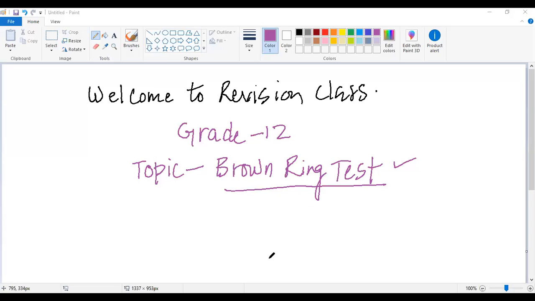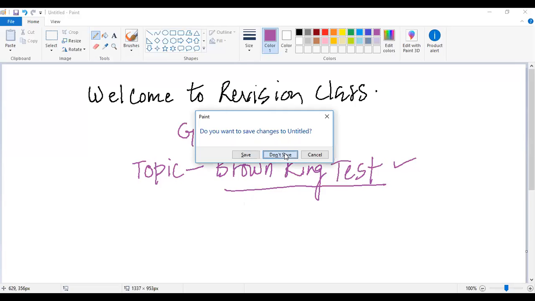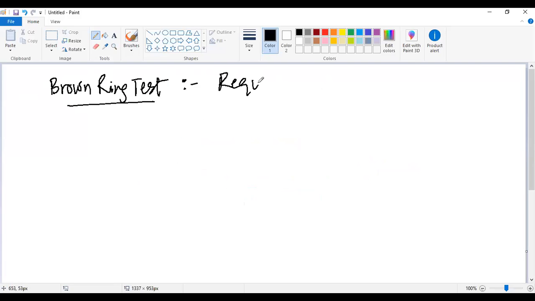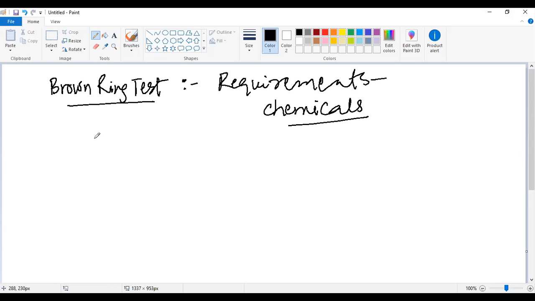Now let's move forward and understand something more. So let us study about the brown ring test and see in detail. Brown ring test. Can you tell me what is required? Requirements? Especially the chemicals? What chemicals do we need?